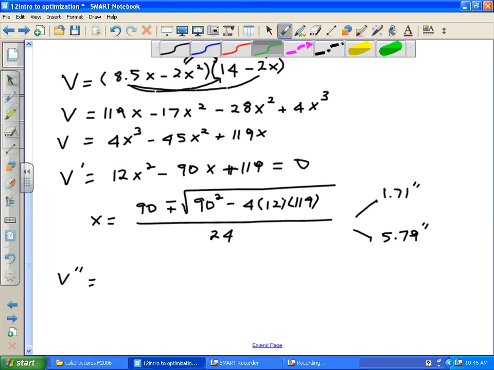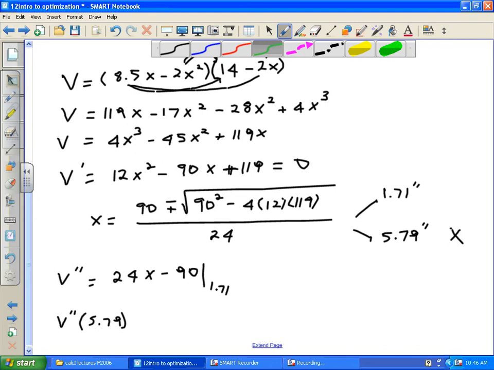But if you didn't catch that right away, do the second derivative test, and that will tell you that there is going to be a minimum, basically. That's going to give you a negative volume or something like that. But again, in this case, 5.79 is way too much of a cut. You're going to end up with no paper at all. So that one we can automatically eliminate, or go into the second derivative test. Find the second derivative, 24x minus 90, plug in 1.71 first, and then plug in 5.79. And all you have to care about is positive or negative.